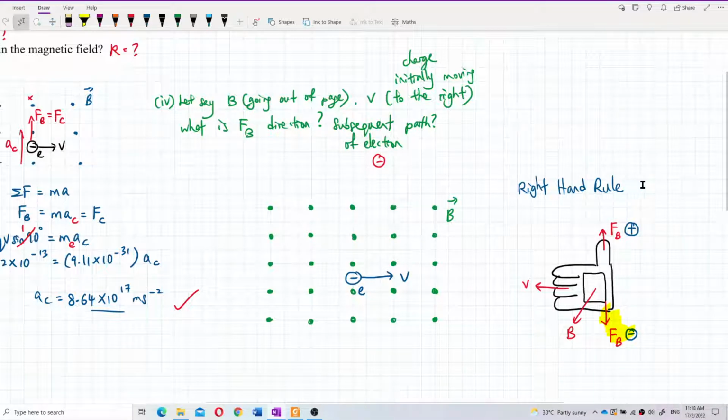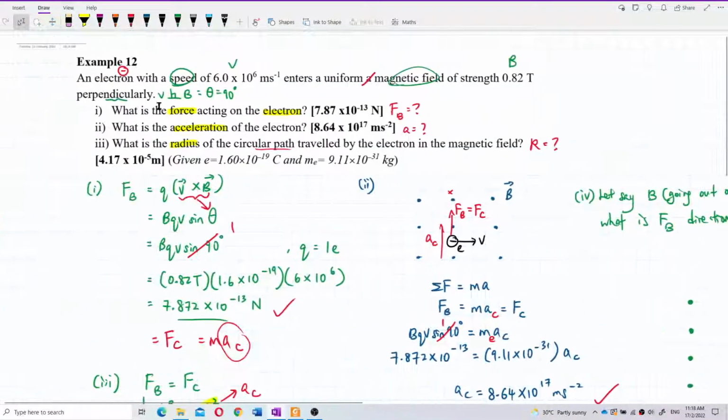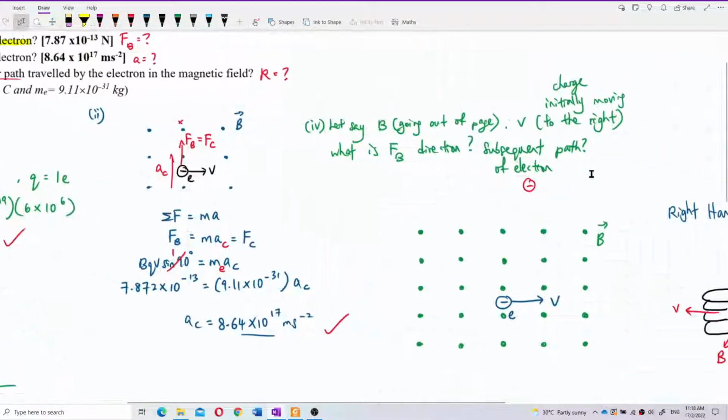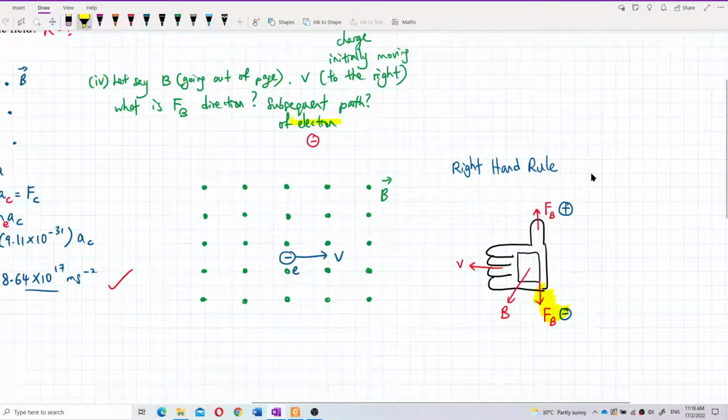We use our right hand rule. The finger is the velocity, the palm is the magnetic field, and the thumb is the magnetic force. But this one is an electron, which is a negative charge. For a negative charge, the magnetic force is opposite the thumb, not following the thumb.